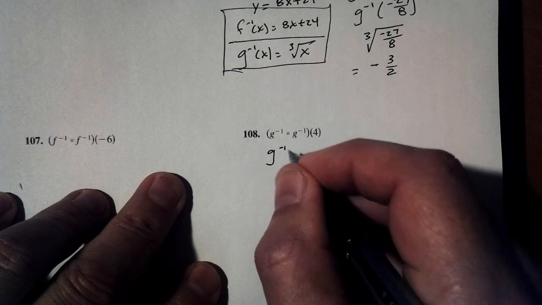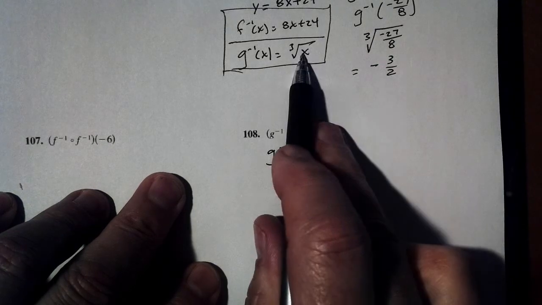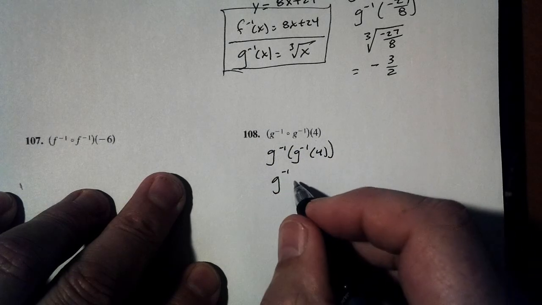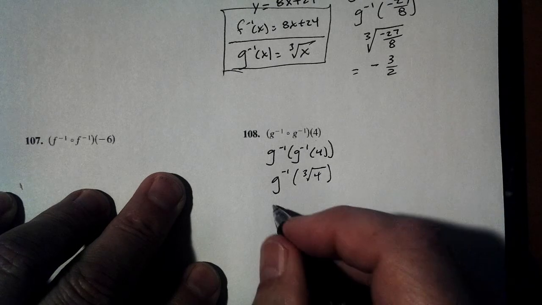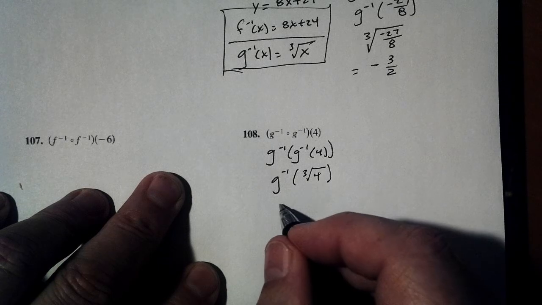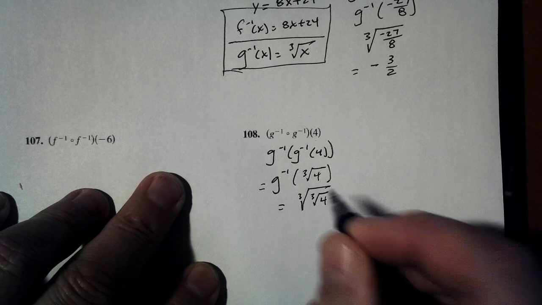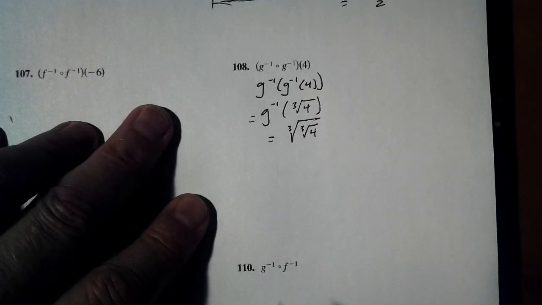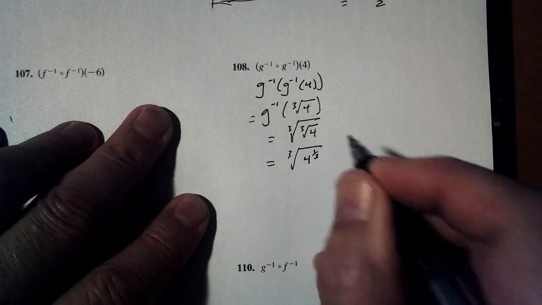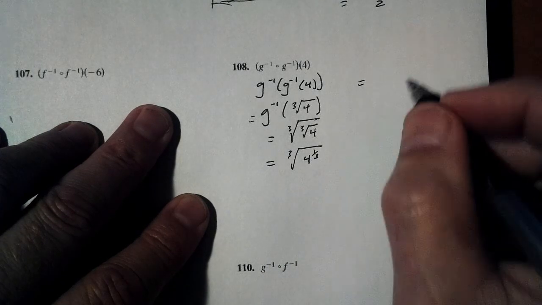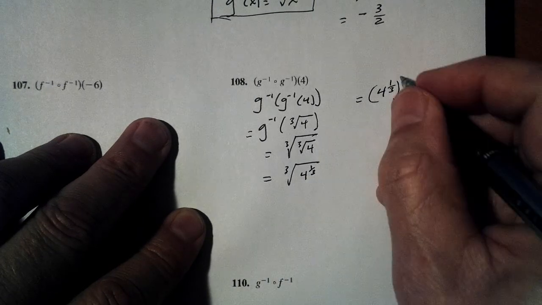So here we want g inverse of g inverse of 4. Well, g inverse takes the third root of the thing, so this is g inverse of the third root of 4, and g inverse takes the third root of things, so that thing equals the third root of the third root of 4. And what do we do with that thing? Well, I could make this the third root of 4 to the 1/3, which is 4 to the 1/3 to the 1/3.